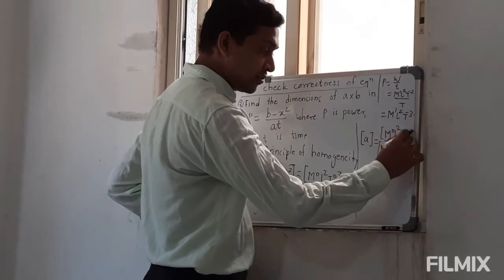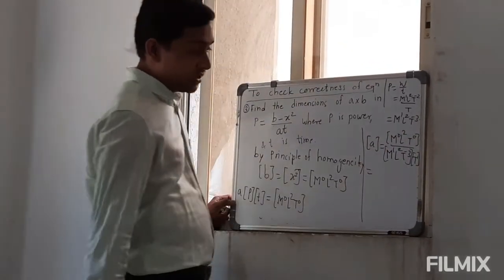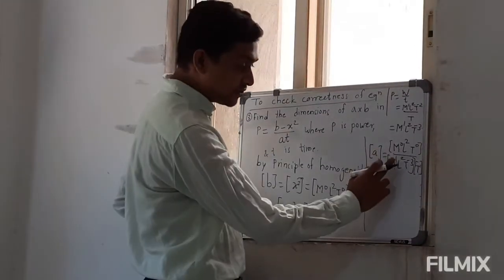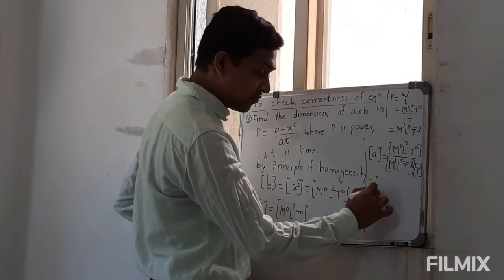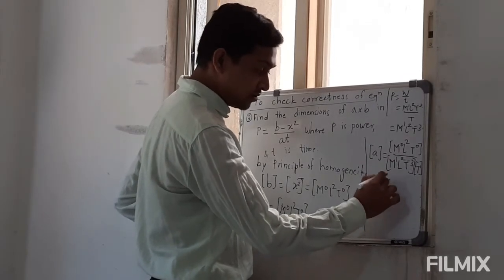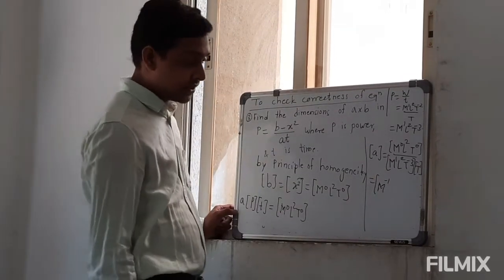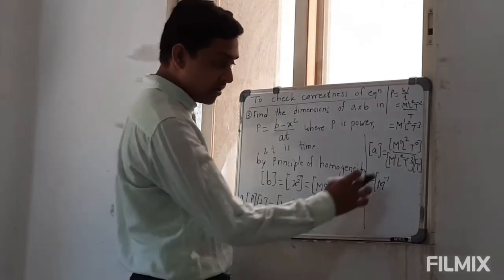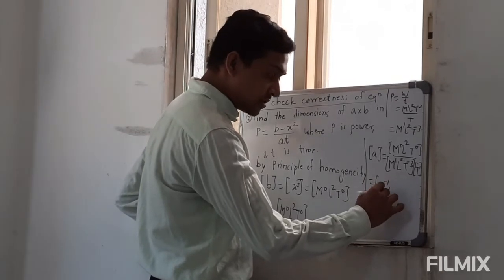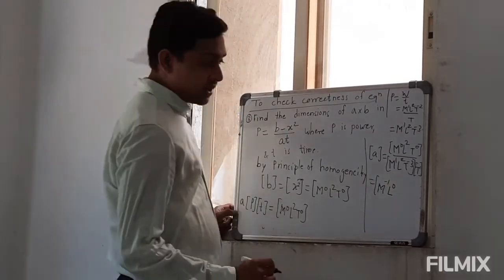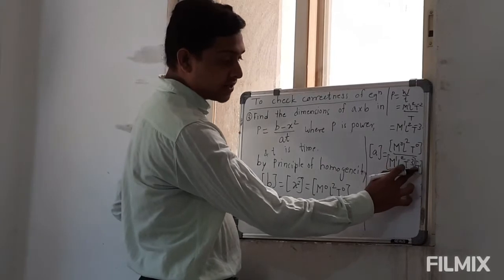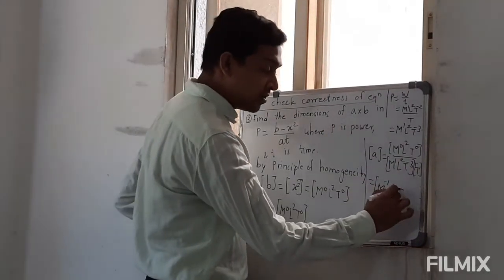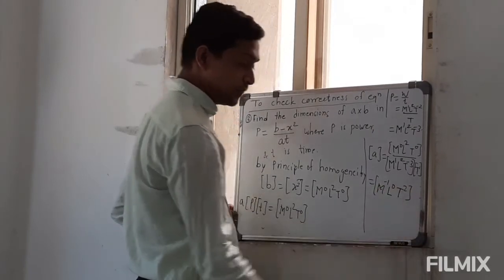Use the square bracket for dimensions always. Okay, now we can use your rules for the indices. Here M0 is there, M1 is there. If M1 can be taken to the numerator, it will become M minus 1. L2 is here, so both can cancel out and we have just L0. And for T, T raised to minus 3 into T1 will become T raised to minus 2. If you take that to the numerator, it will become T raised to 2.